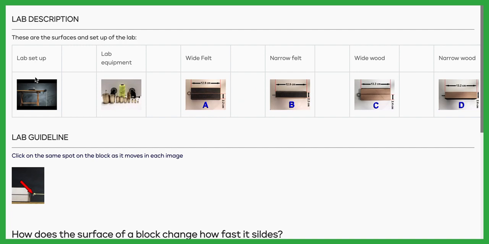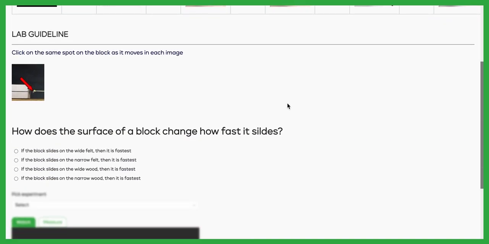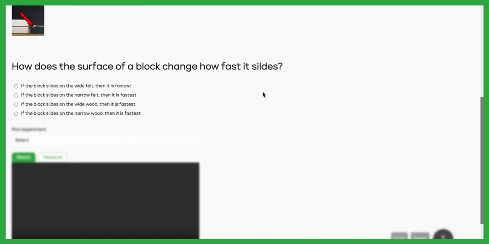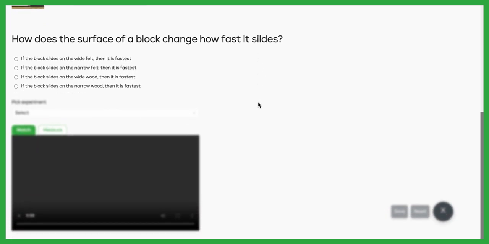We're going to take a look at the lab description. Just a little bit of information about the different blocks that are available and the equipment in the lab, followed by the lab guideline where it shows you how to measure in the lab. Now that you've already passed through your warm-up, you've done your reading and your questions, let's go ahead and do the lab part, the Explore page.